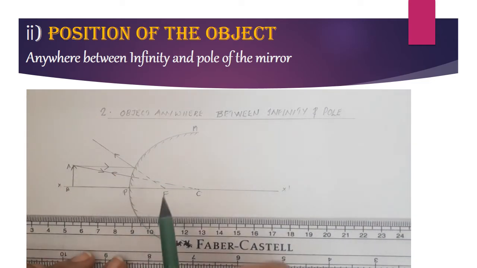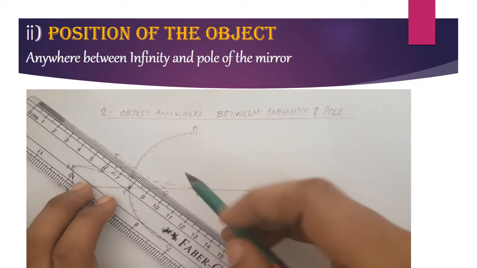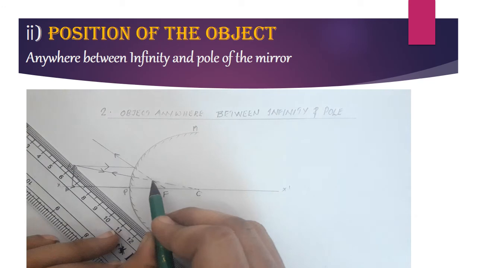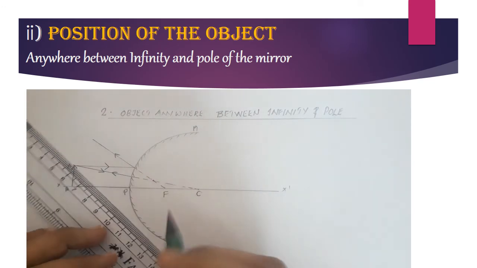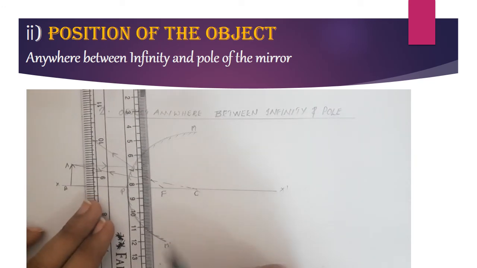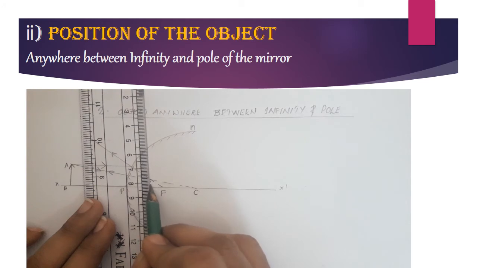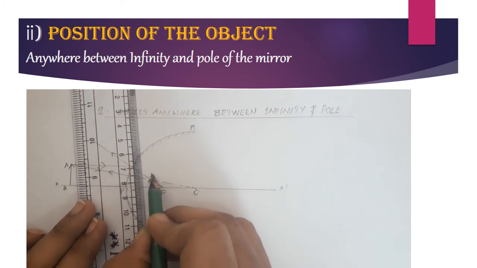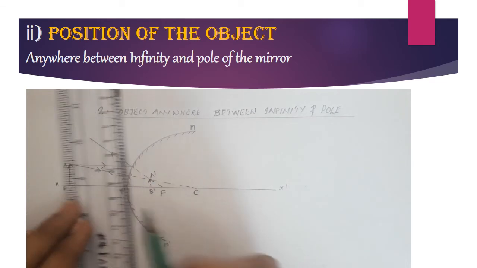So we can see that these light rays meet at this particular point. Actually they don't meet, but they appear to meet at this point. So here is our image, a virtual image. A small virtual image is formed here. Let that be A dash, B dash.